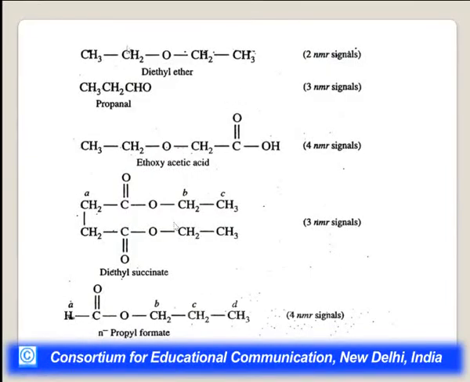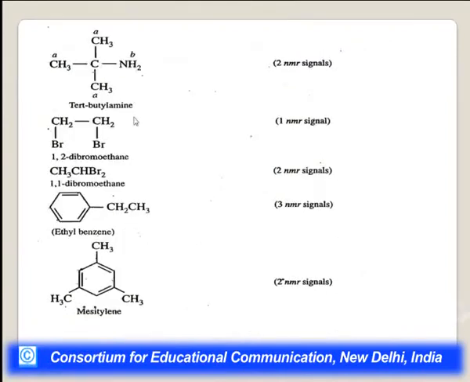There are more examples. Diethyl ether: 2 NMR signals, 1 for the 2 CH3 groups. Propanol: 3 NMR signals, 1, 2, 3 and 4. Here you will observe 3 NMR signals. For n-propyl formate, 1, 2, 3, 4 NMR signals will be obtained.